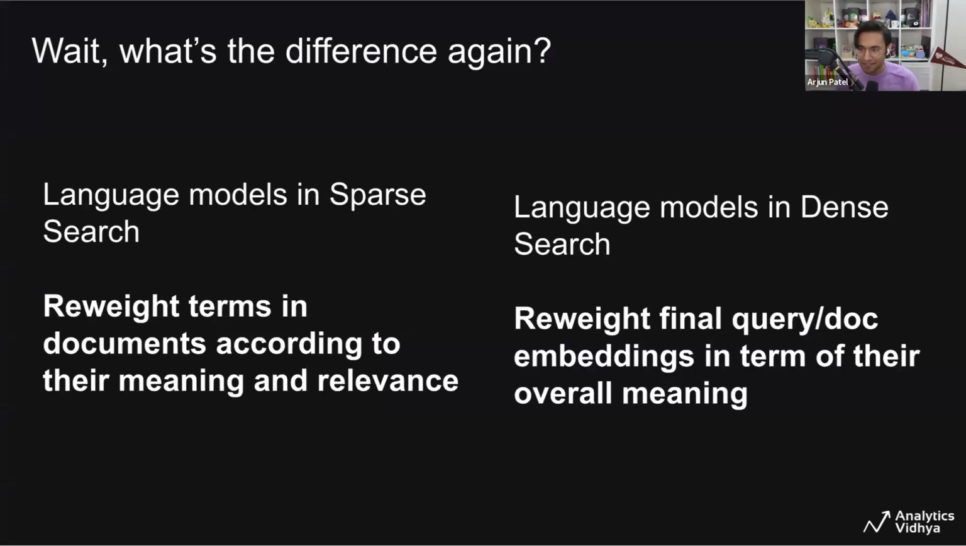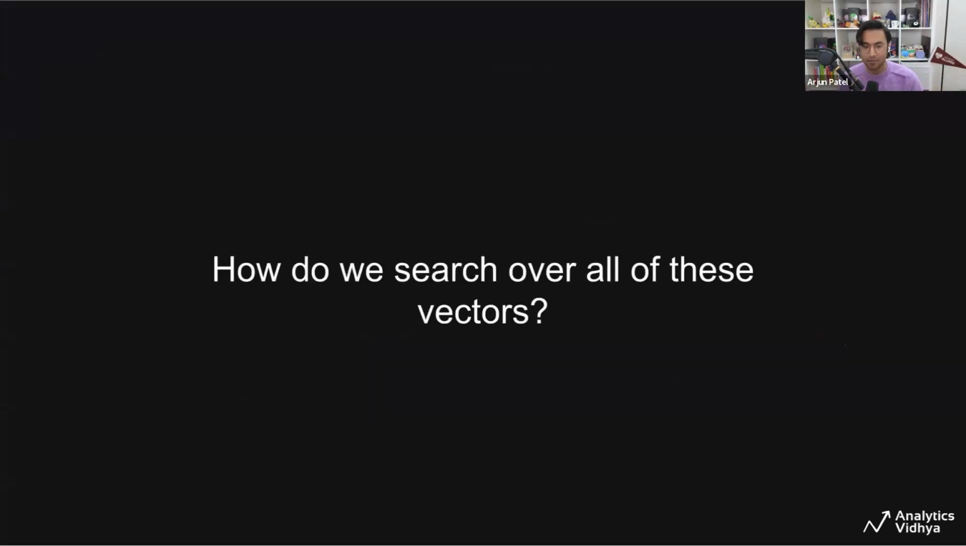Now, quickly, I've gone over two different ways in which language models play in sparse search and dense search. I'm going to clarify them one more time because it was confusing for me when I was learning. Language models in sparse search allow you to reweight terms according to their meaning and relevance on a term level, whereas language models in dense search are reweighting those term level representations and pooling them into a massive document embedding, which allows you to understand their overall meaning. So these are the two different methods and the differences in those approaches.